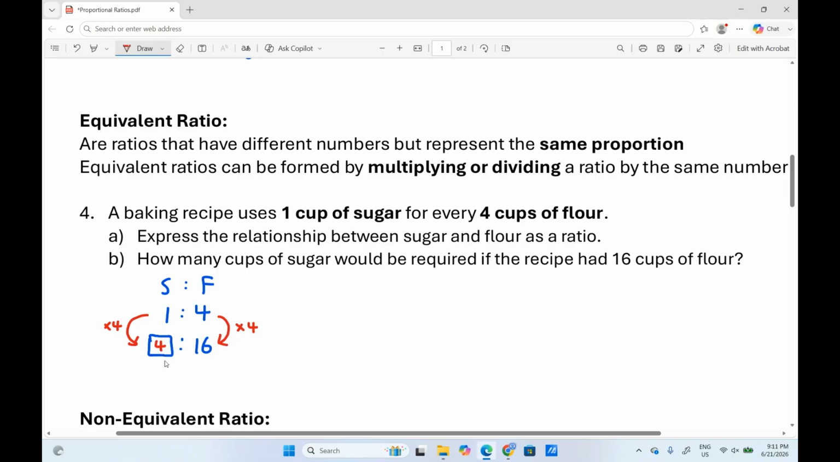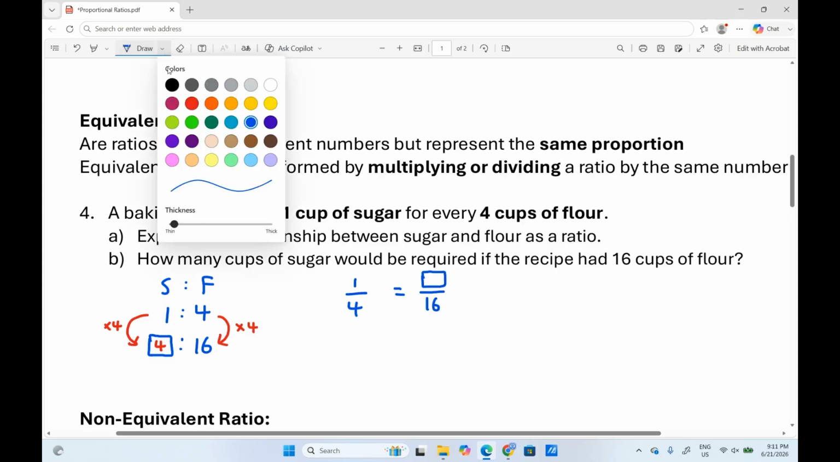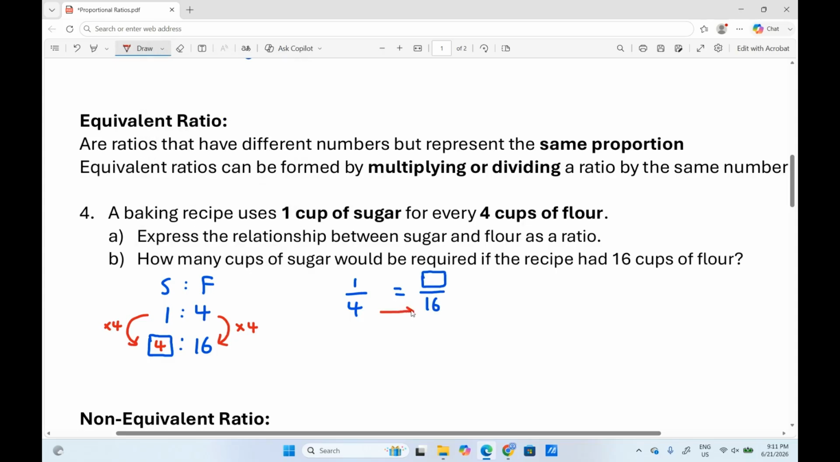Another thing to note, we can also express this answer as a fraction. 1 colon 4 can be written as 1 over 4. Then I have an equivalent fraction, where I have 16 on the bottom, and on the top, I have that box again. For equivalent fractions, what I multiply the bottom by, I also have to multiply the top by that same number. So 4 times 4 is 16, and because I multiplied the bottom by 4, I multiply the top by 4, and 1 times 4 is 4.